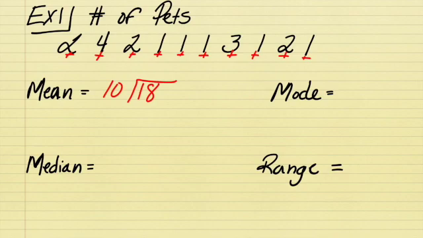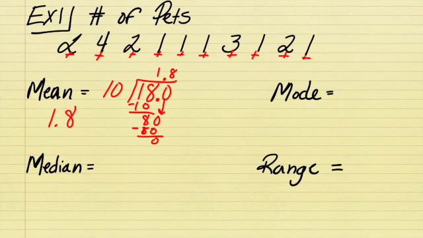So 10 goes into 18 once. I subtract 10 and I get 8. Add my decimal, my 0, drop it down. 10 goes into 80 8 times. 10 times 8 is 80. So I'm done. My mean is 1.8. Okay. Median. For the median, I need to line them all up in order small to big.